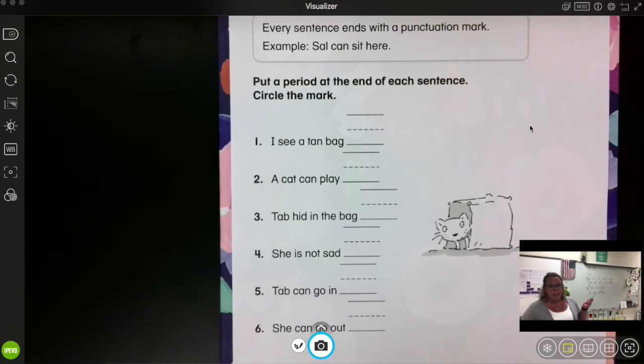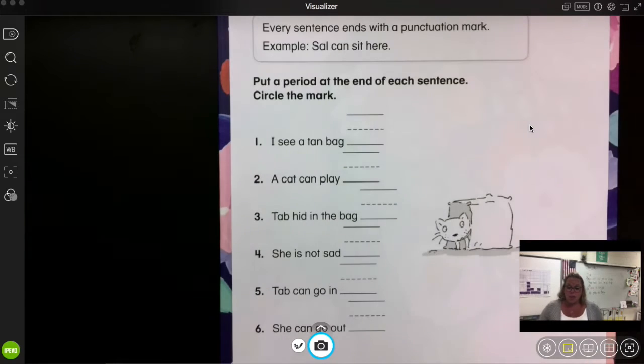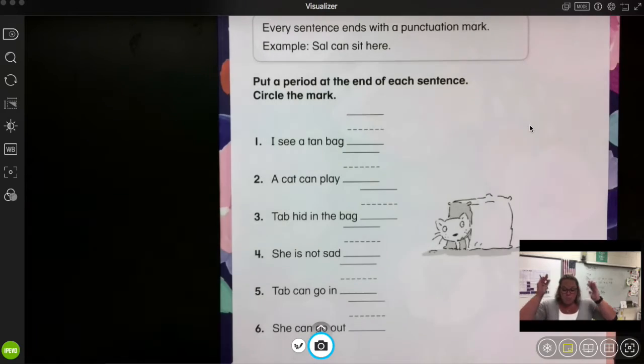You can see I even left last lesson's stuff up on the background, because each of those has to have an end mark, doesn't it? A punctuation mark, and that punctuation mark is a period. So today, you do not have a worksheet to sit in front of you, but you have this sheet sitting in front of me that we are going to work through together. So please make sure that you have your focus and that you're ready to learn.